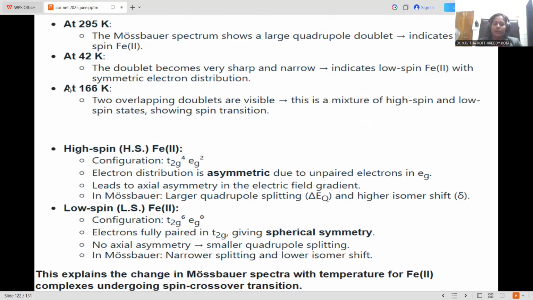And low spin, we are treating at 4.2 Kelvin temperature. In this configuration, all six electrons present in Fe2+ reside in the t2g orbitals only. Electrons are fully paired in t2g, giving spherical symmetry. There is no axial asymmetry, so a smaller quadrupole splitting, a narrower Mössbauer splitting, and a lower isomer shift are observed. This explains the change in the Mössbauer spectra with temperature for an Fe2+ complex undergoing spin crossover transition, right?